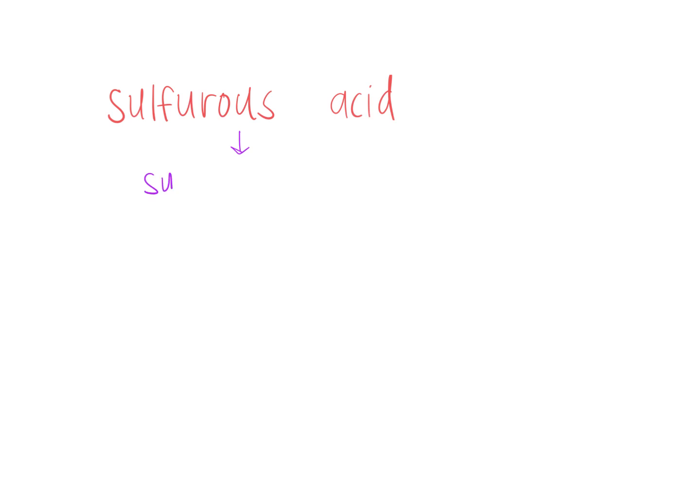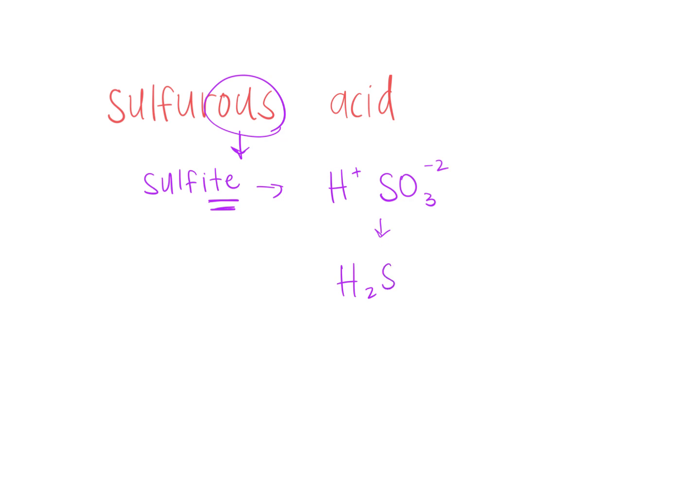This means it needs to come from sulfite, right? If this is an OUS ending, it needs to come from an ite. And so I have to find that in my box, right? I have to go find sulfite in my box, which is SO3 -2. Would we agree with that? Did we find that in our box? Yes. Okay. And so I've got to pair hydrogen with it. And so my final formula should be H2SO3, right? SO3 is sulfite's identity.